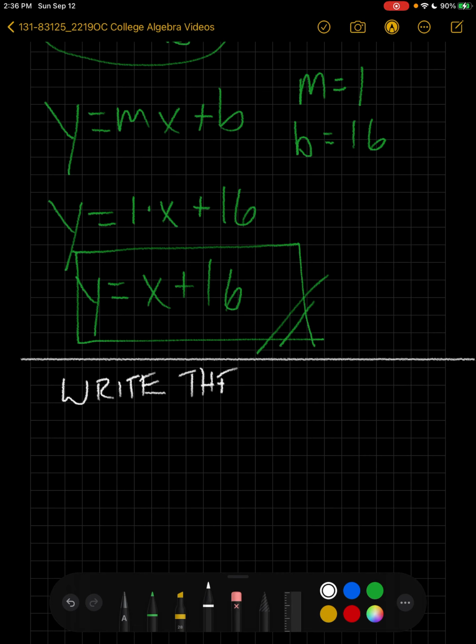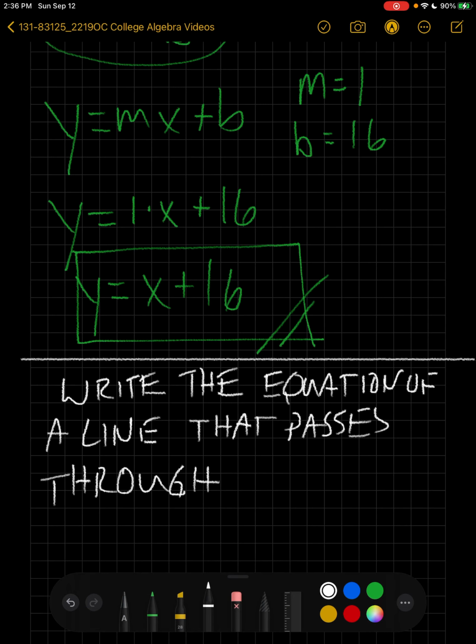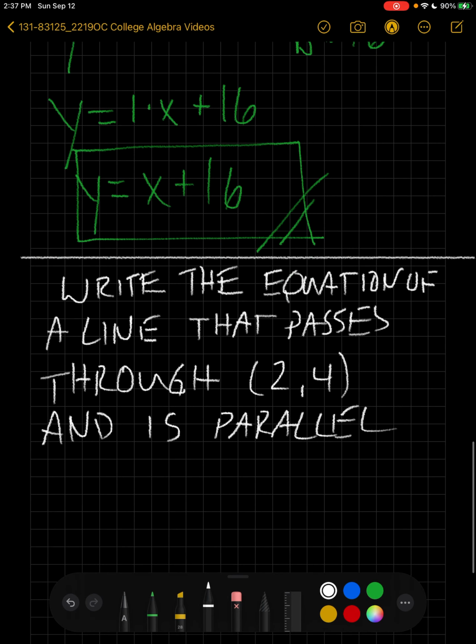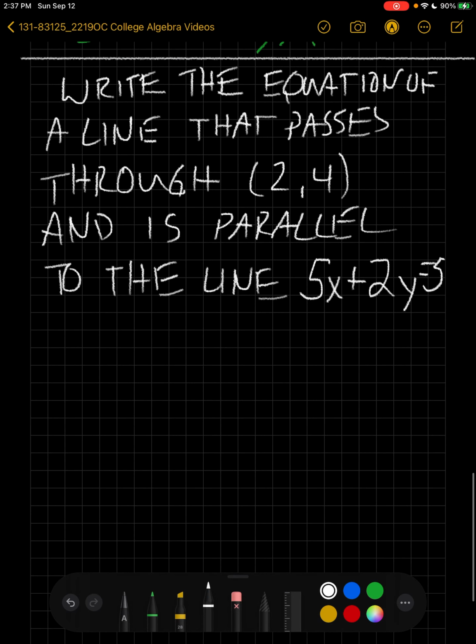So write the equation of a line that passes through (2, 4). And instead of perpendicular, let's say it is parallel to the line 5x plus 2y is equal to 5.